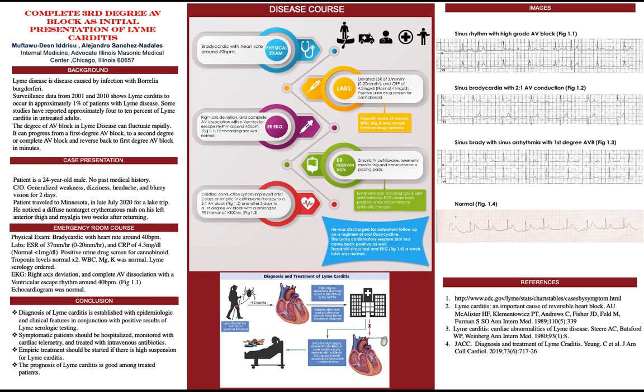So during our initial evaluation, the patient was found to be very bradycardic with a heart rate of about 40 beats per minute. Labs were ordered, which showed elevated erythrocyte sedimentation rate and C-reactive protein. Troponins were normal, and white blood cell count, magnesium, and potassium were all normal. EKG showed left axis deviation with complete AV dissociation with a ventricular escape rhythm around 40 beats per minute. So considering his epidemiologic history, clinical manifestation, and EKG findings, there was high suspicion for Lyme disease and Lyme carditis.